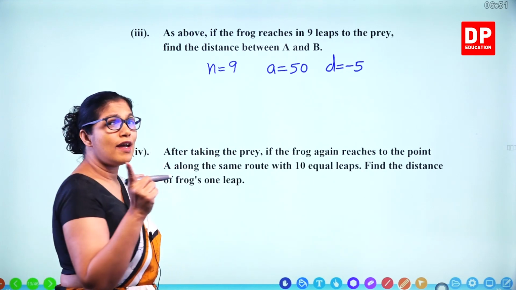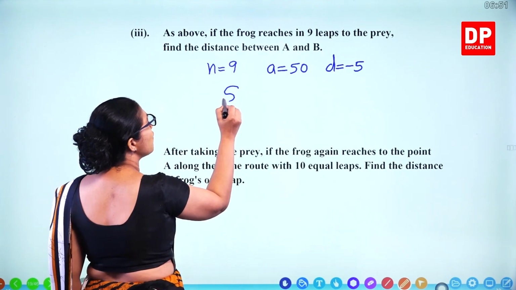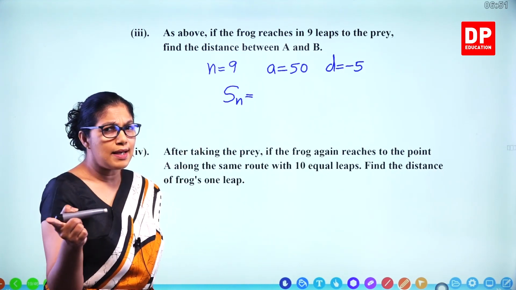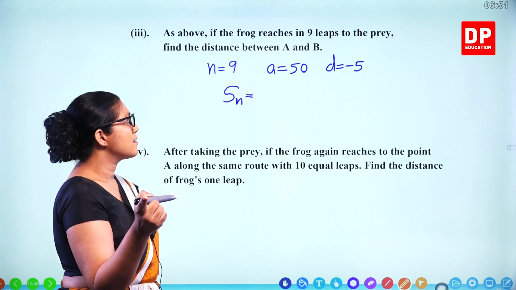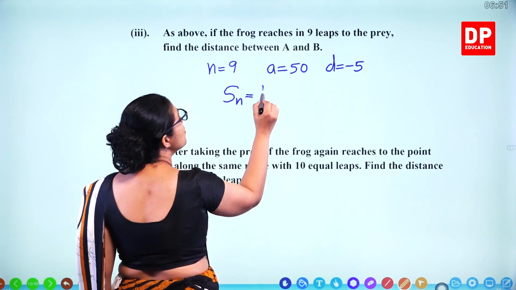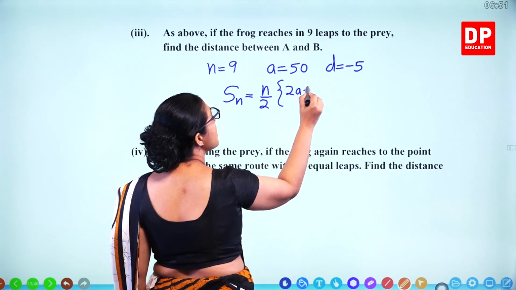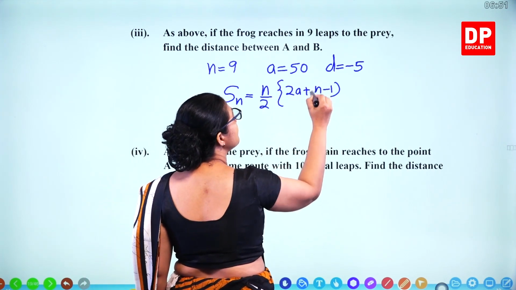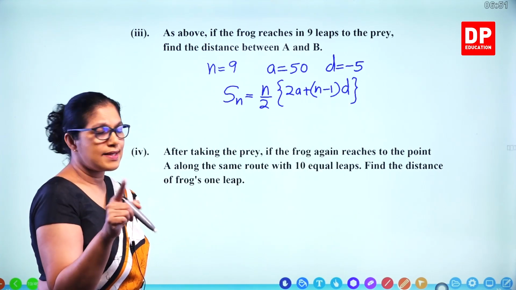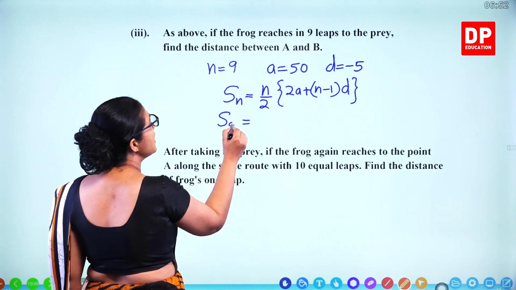So what's the formula? You have to use the total formula, the Sn formula. Now which one can we use? Do we know the last term? We don't know the last term. So we can use the sum formula using a and d: n over 2 times (2a plus (n minus 1) d). If you know the first and the last, you can use the a plus l formula. Now we'll use that. S9 we need.